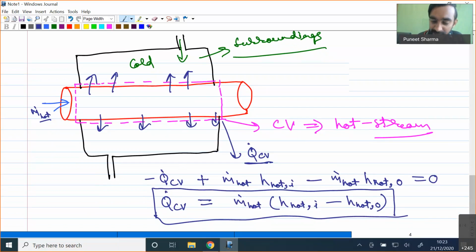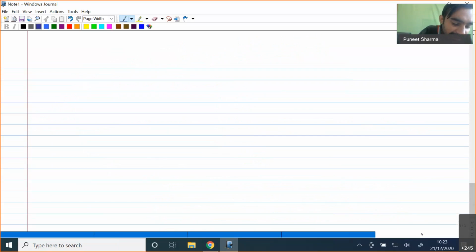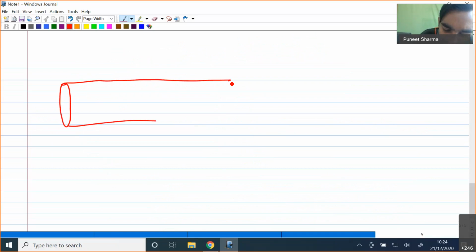Okay, so this particular device which facilitates the transfer of heat between the two mediums, that we call nothing but our heat exchanger. Now, heat exchangers can be of multiple kinds. One of the heat exchangers is where we will only have sensible heating of the medium.